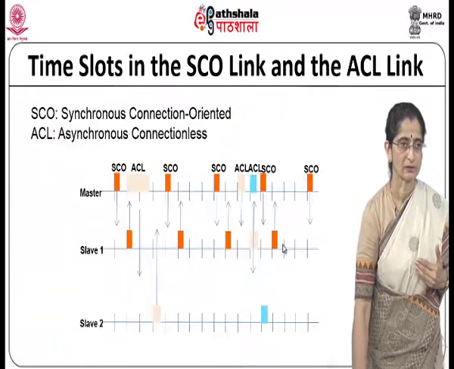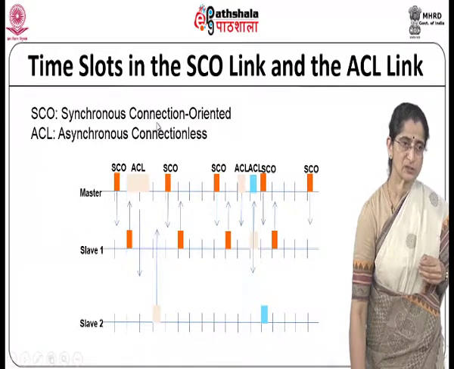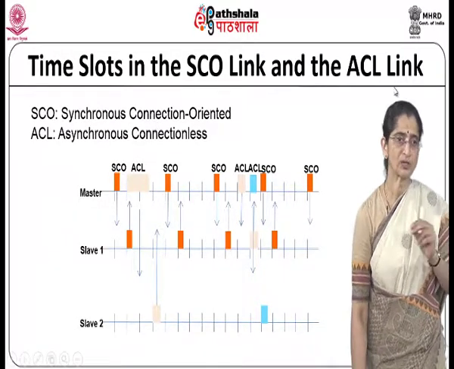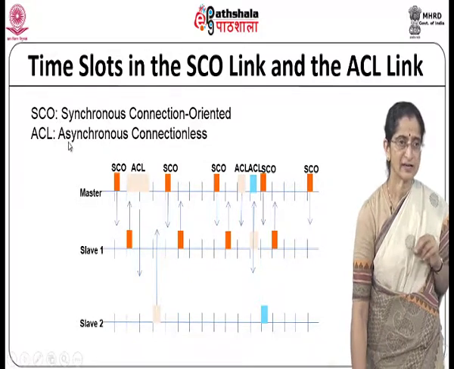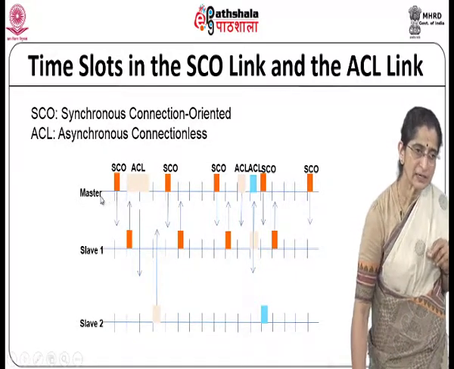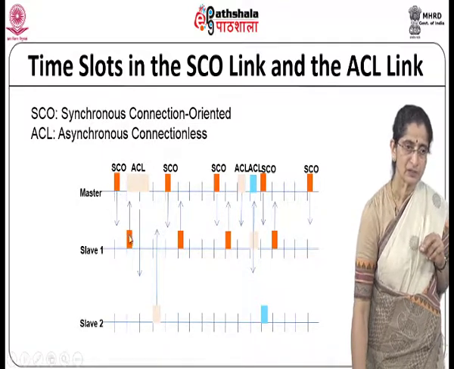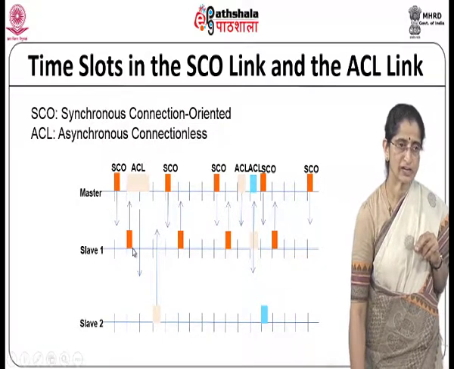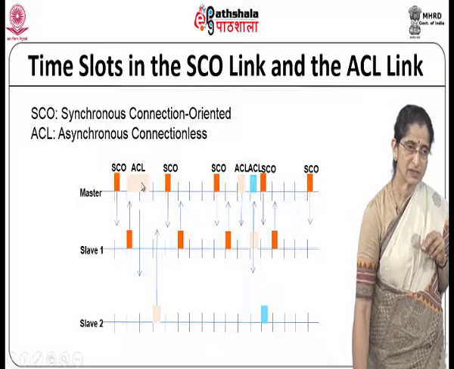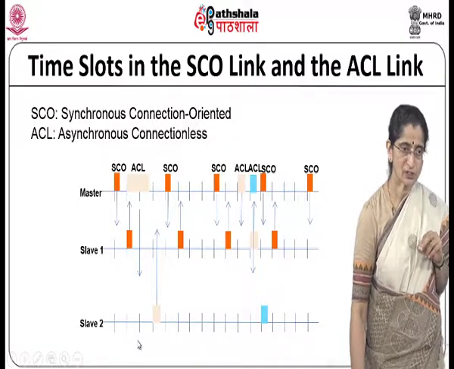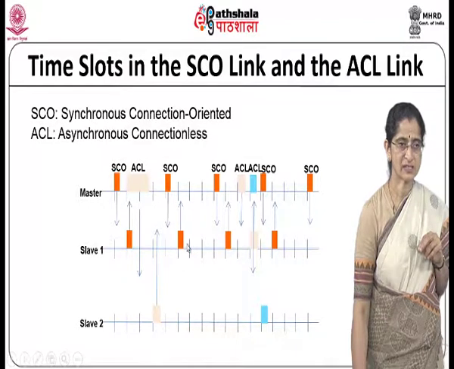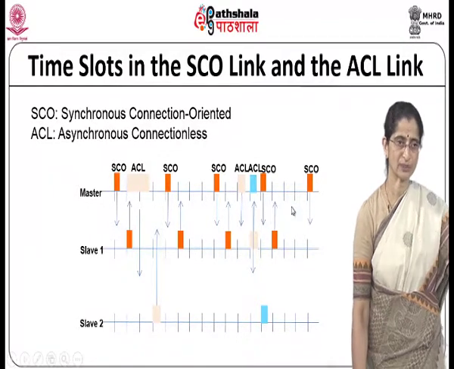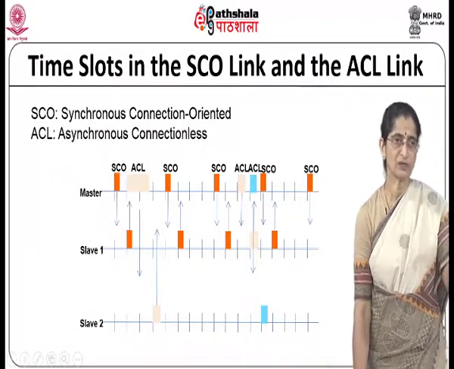This is an example of using the SCO slots and the ACL slots, that is the synchronous connection oriented link and the asynchronous connection link. You see that a master sends an SCO and in response slave 1 responds. Next, the master sends an ACL, let us say to slave 2, then slave 2 responds. Then again master sends SCO, slave 1 responds and so on. You will see how the two alternate.